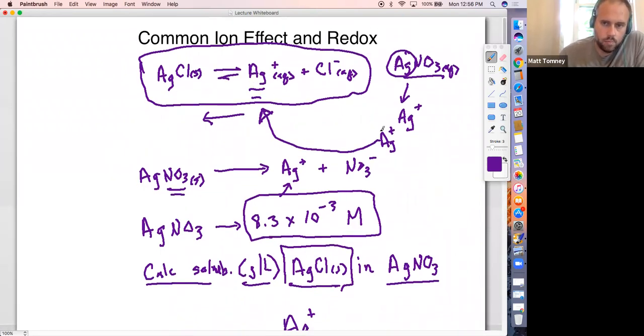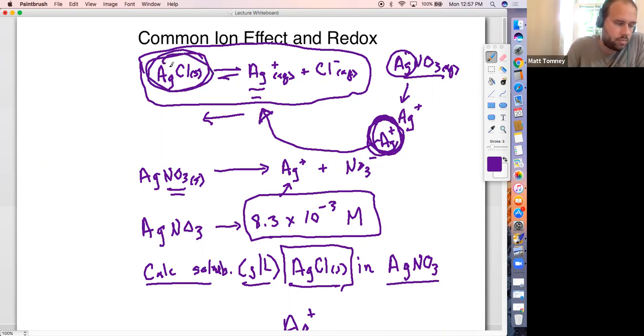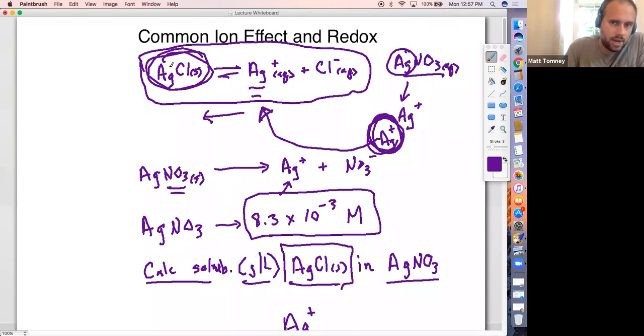It's at work by saying if instead of just water being present, I have a bunch of the reactant, or I'm sorry, a bunch of the product present from a common ion, then it should decrease the solubility, meaning more of this should stay out of solution as a precipitate. Okay? So that is the common ion effect.